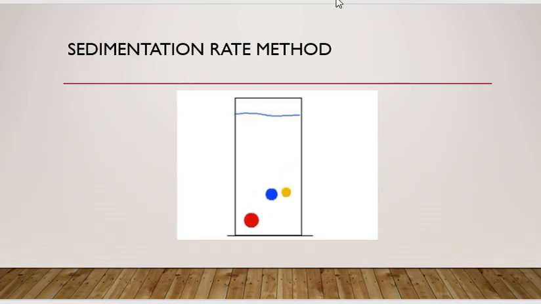Next one is the sedimentation rate method. In this animation, you can see that three colors are mentioned, and these three colors indicate three different particle sizes of the product. If the particle size is very high or larger, the particle tends to sediment down faster. Over here in yellow, it is showing the smaller particle size. This will tend to be suspended in the suspension.